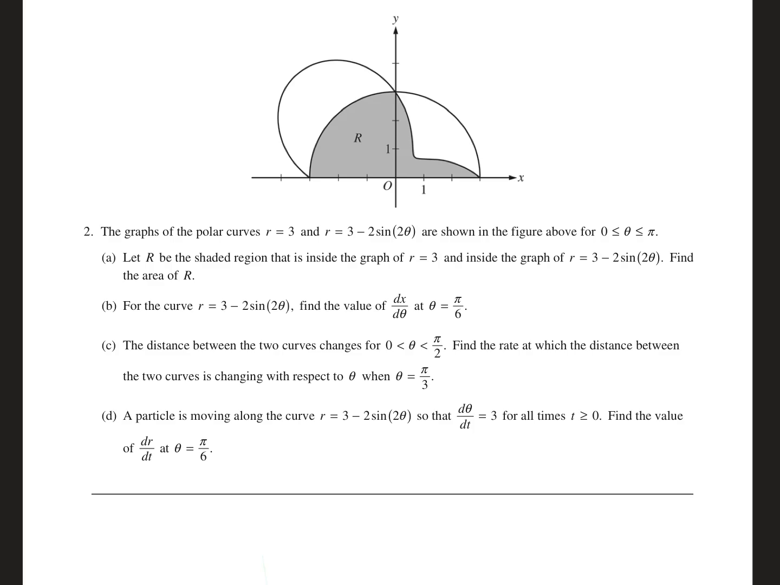This is the polar question from the 2014 exam. The first thing we have is r equals 3, that's your circle. So this graph right here. The next one is the cardioid, which is right here. Well, it's not quite a cardioid, but very similar, and that's this graph.